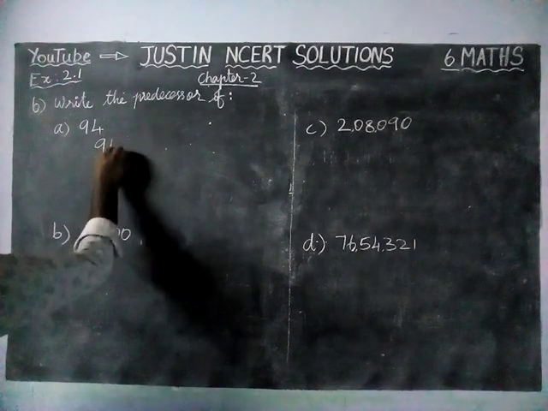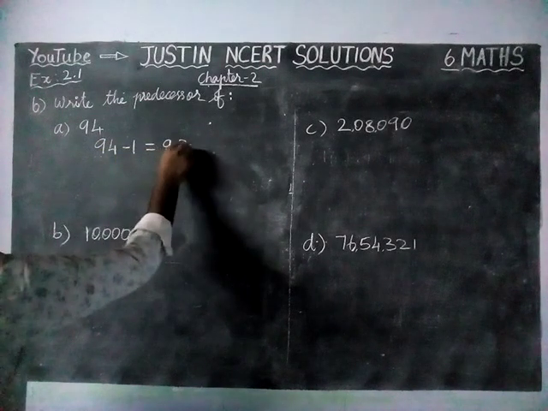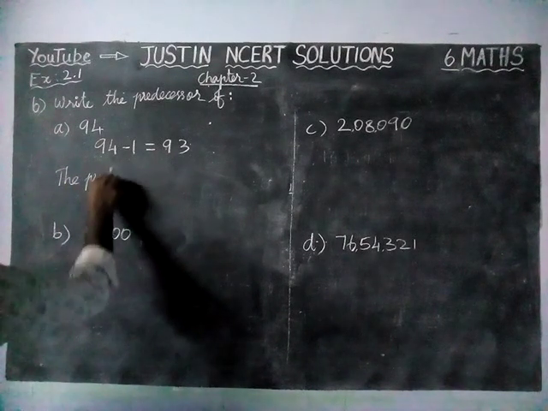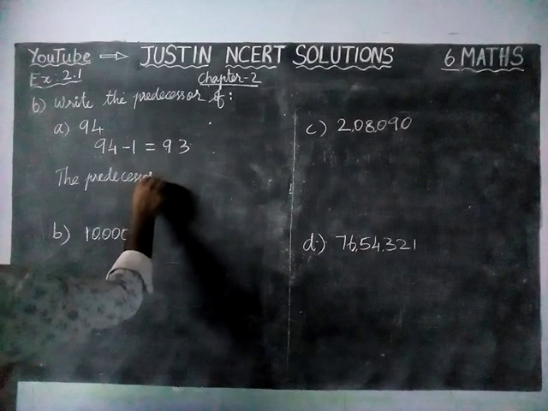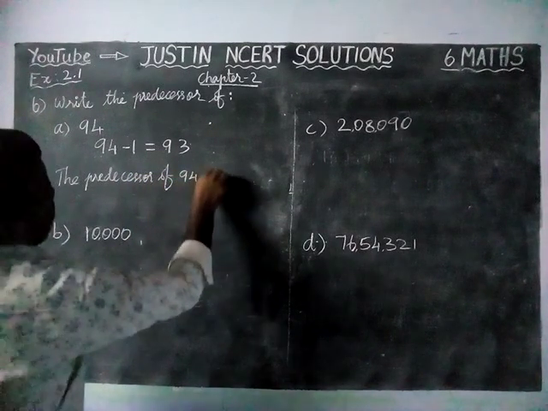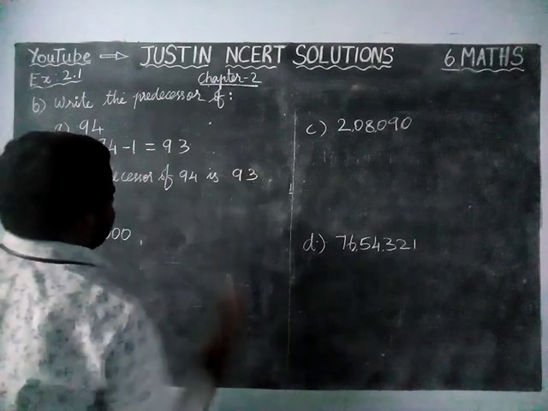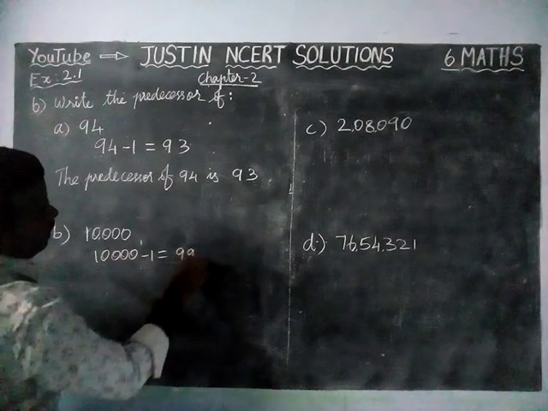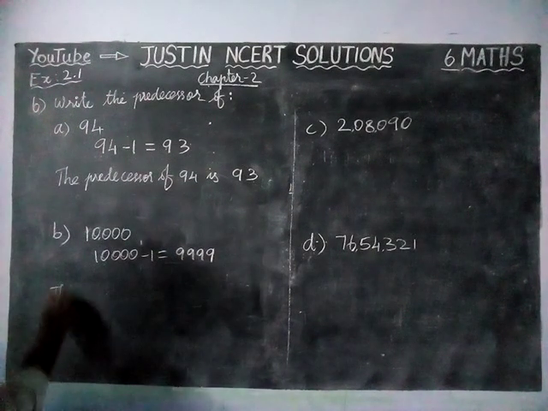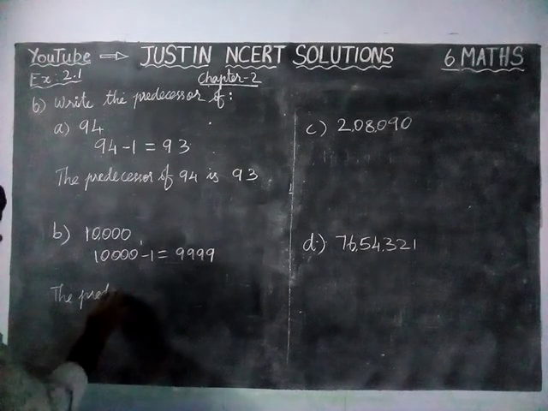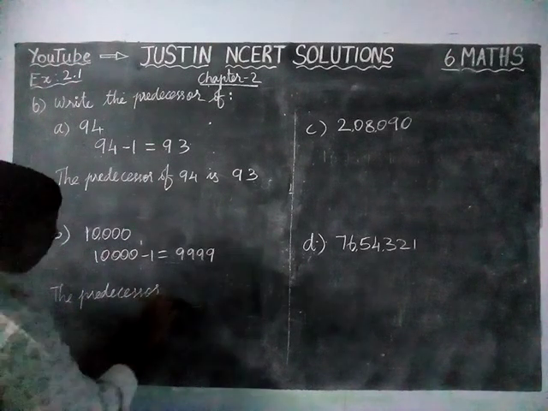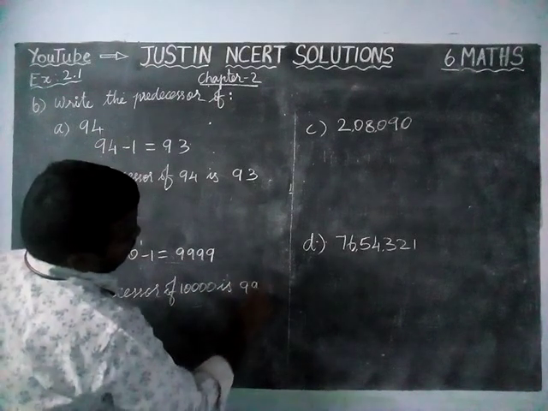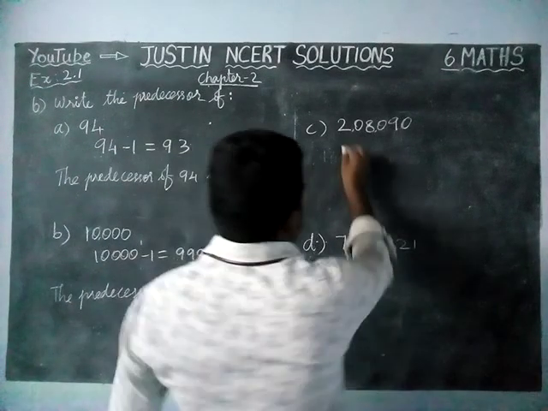Now, 94 minus 1 is equal to 93. So, the predecessor of 94 is 93. Next, 10,000 minus 1 is equal to 9,999. The predecessor of 10,000 is 9,999.